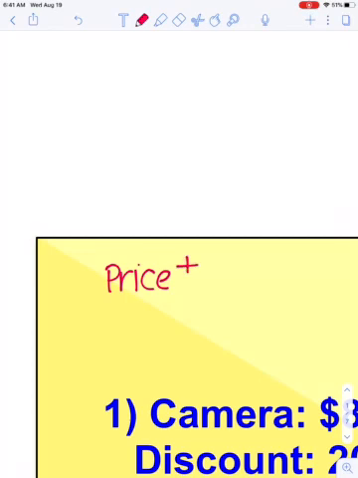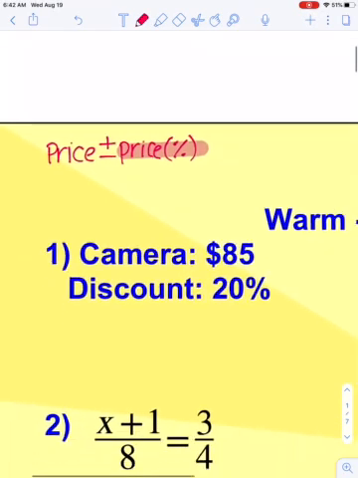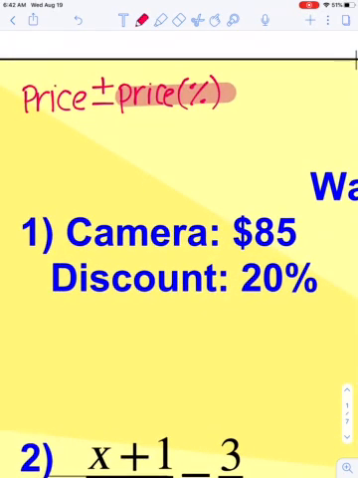And for tax, you add because tax makes things more expensive. For discounts, you subtract because that's going to make something cheaper. So you either add or subtract depending if it's a tax or a discount. The price, again, multiplied by the percentage, okay? Because this piece, the price times the percentage, is going to give you either the tax, which you're adding, or the discount that you're subtracting, and then you add or subtract it from the original price.